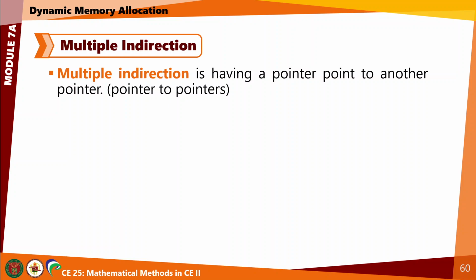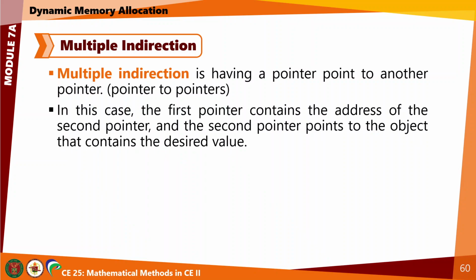So, di ba ang pointer is a type of indirection kasi you indirectly refer to a certain value ng isang variable. Pero kung pointer mo naka-point sa isa pang pointer, edi that's a multiple indirection. In this case, yung first pointer natin contains the address of the second pointer. Tapos yung second pointer natin points to the object that contains the desired value. So, basically, dalawa lang naman yung multiple indirections na gagawin natin para magkaroon na tayo ng 2D array.